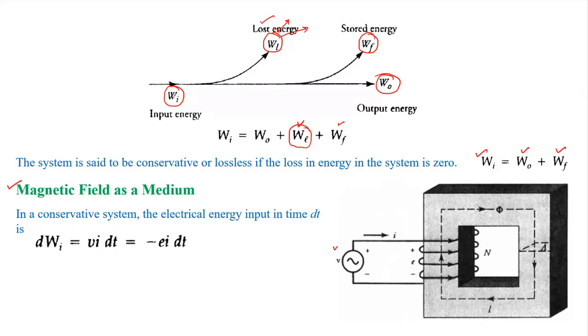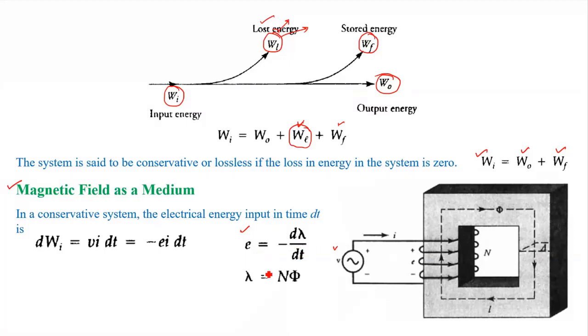If you write the expression, in time dt, it will be dWi equal to vi dt. And I can write the same equation in terms of induced EMF because v is nothing but equal to minus e. So I can write minus ei dt, right? And obviously e, I know, is minus d lambda by dt.